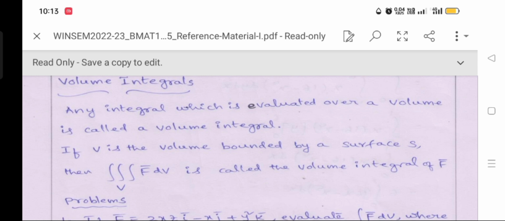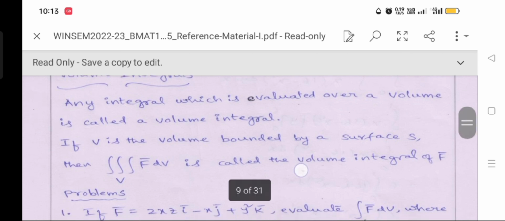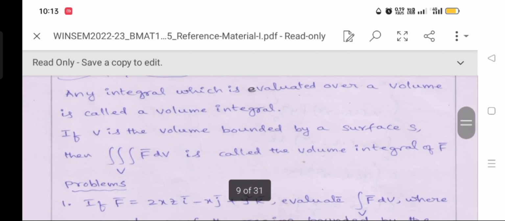That's okay. Now any integral which is evaluated over a volume, the picture you can bring to your mind, is called a volume integral. If V is a volume bounded by a surface, as we just showed, the volume is the interior, like the golden color in the picture, and the surface is S, which covers the volume. So the triple integral over V of F vector dV, that is, the differential with respect to volume, is called the volume integral of F vector.